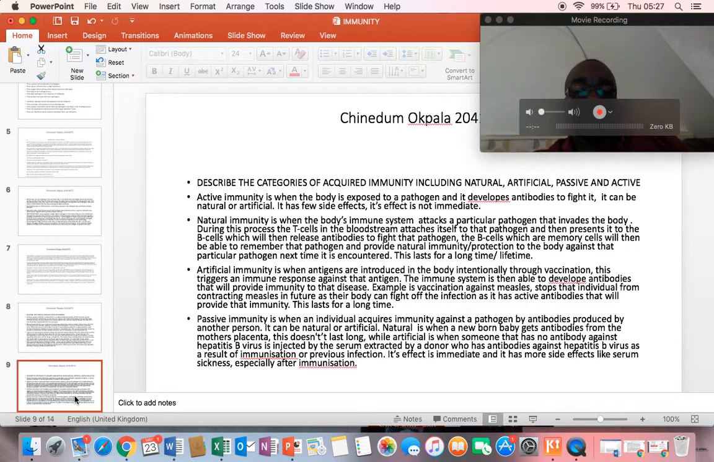Artificial immunity is when antigens are introduced into the body intentionally through vaccination. This triggers an immune response against the antigen. The immune system is then able to develop antibodies that will provide immunity to the disease. An example is vaccinating against measles. This stops the individual from contracting measles in future, as their body fights off the infection as it has active antibodies that will provide immunity that lasts for a long time.